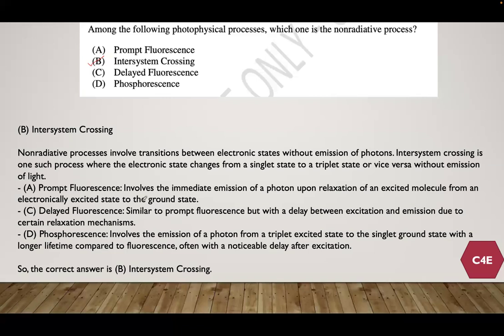In prompt fluorescence, the photon is immediately emitted upon the relaxation of the excited state. Delayed fluorescence is very similar, but there is a delay between excitation and emission because of some relaxation method. And phosphorescence, as you know, is from a triplet excited state to a singlet ground state, and it has a longer lifetime compared to fluorescence.